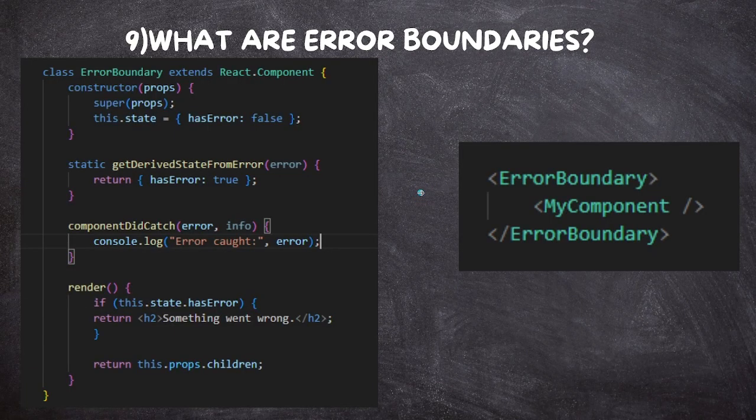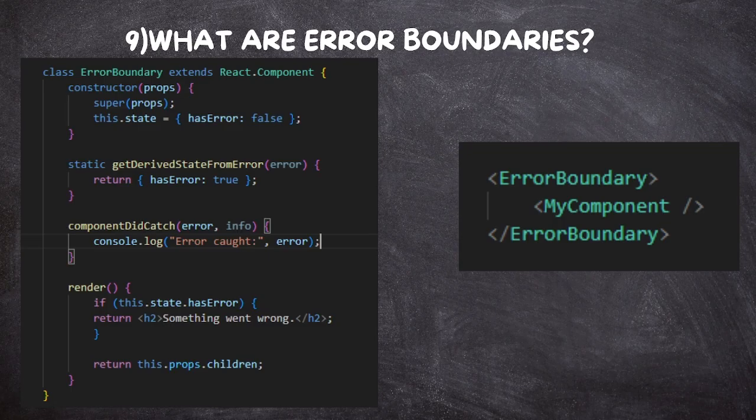One of the most asked interview questions is, what are error boundaries? Error boundaries are components that catch JavaScript errors in the UI, so your whole app doesn't crash. Without them, if one small component throws an error, React will unmount the entire component tree below it. That means users could see a blank screen.